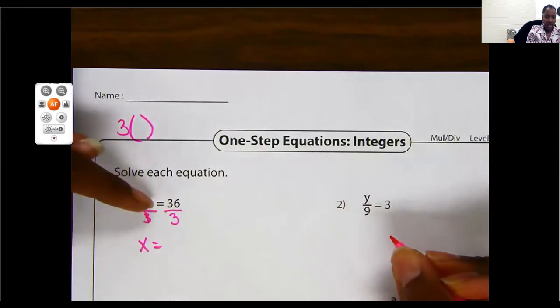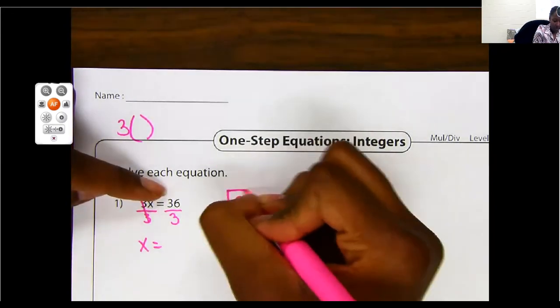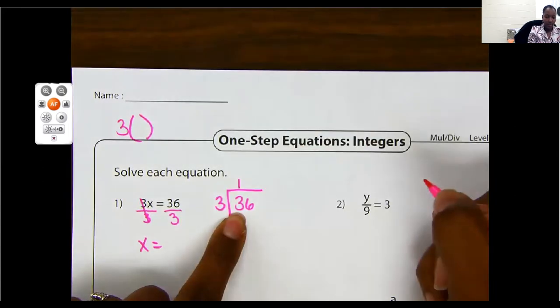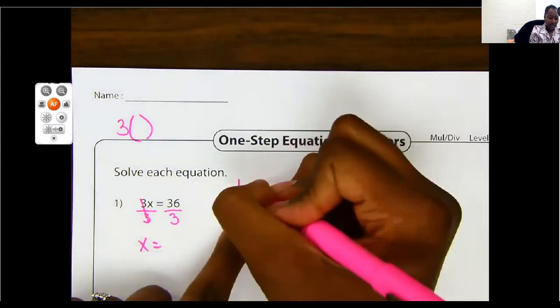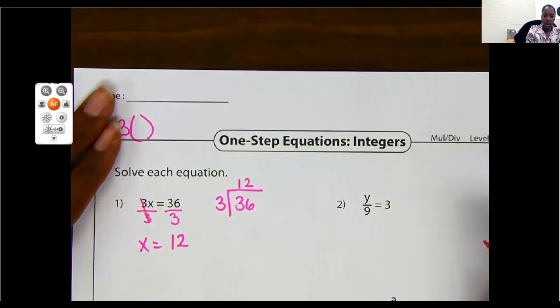And then over here, I need to do 36 divided by 3. Top in, bottom out. 3 goes into 3 one time. 3 goes into 6 2 times. So we're saying that x equals 12.